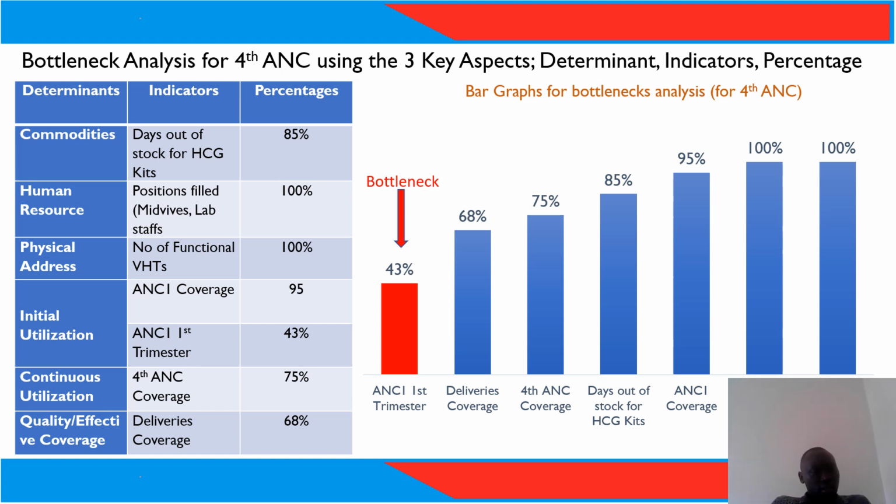Now, when you look at the physical address, here we look at the number of functional VHTs. In this area we're looking at a district, a health center, and sub-counties. Each of these sub-counties has VHTs everywhere. So we look at, do we have these VHTs? Yes. If yes, are they functional? Yes. Why do we need VHTs in this analysis? These VHTs are very key at the village level. VHT stands for village health teams.